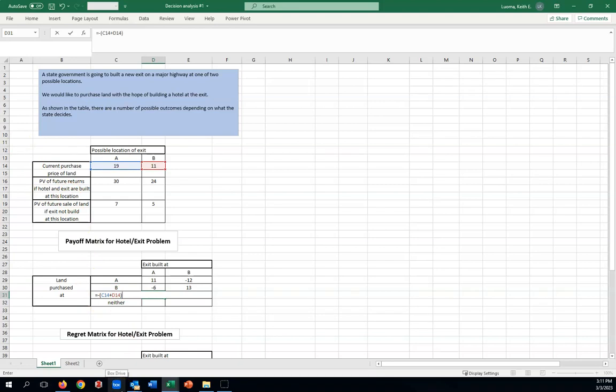Now let's figure out what we get for this. So we'd have a plus sign. Now remember, we're doing this cell here. So with this cell here, they chose to build the exit at A. So we do real well on our purchase of lot A, but not so well at B. So let's see, we're a winner at A, that would be the 30. But the B property we bought will not have an exit built at it, so that would be the 5.